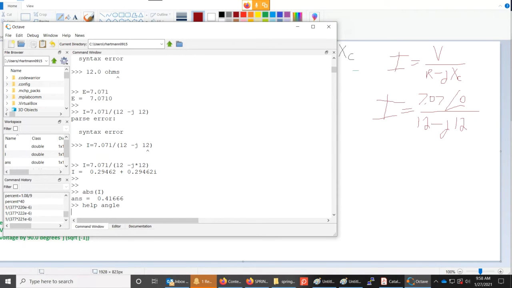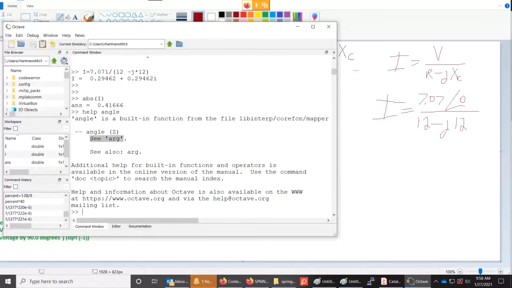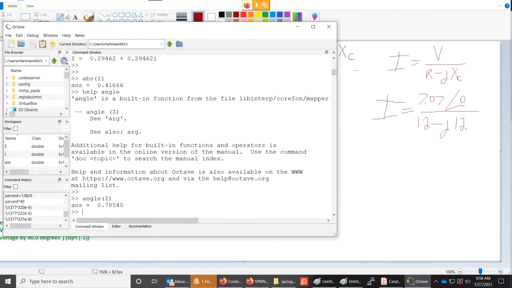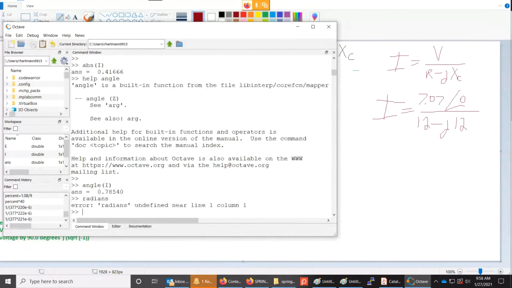I believe in Octave there's an angle function. Yeah, so we have an angle of the current. So there is our angle. Now, here's the gotcha. This angle is in radians. That number, 0.78540, is in radians. Ignore the error, I shouldn't have hit enter there. But this angle is in radians. They tell you that in the help, I think. But that angle is in radians.